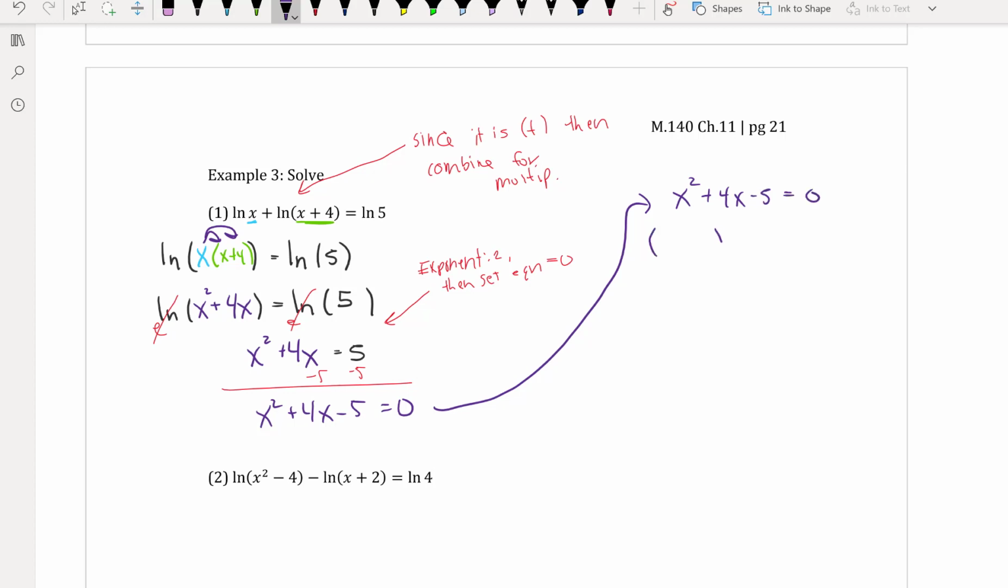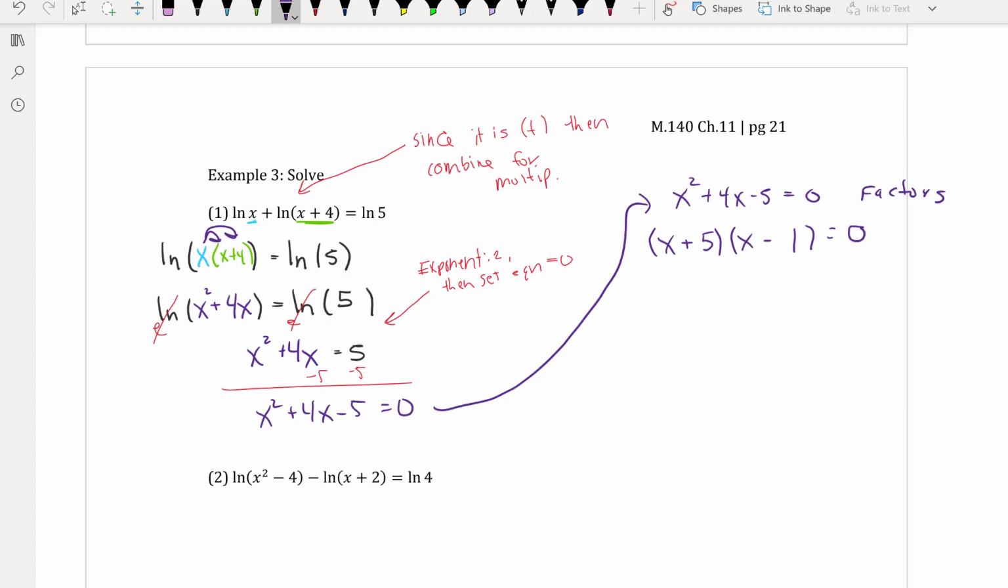And you can go ahead and factor this. So I have x times x is x squared. The only way to get 5 is 5 times 1. The middle term is positive, so a positive 5 and a negative 1. And that factors correctly.